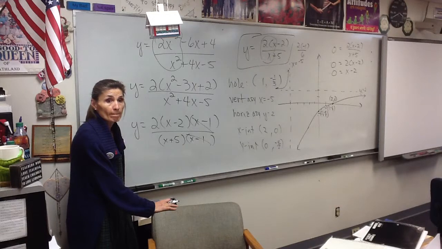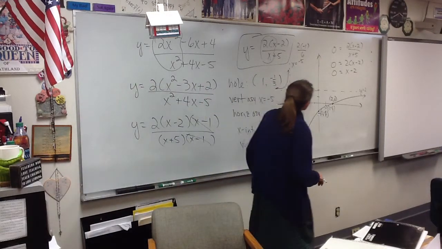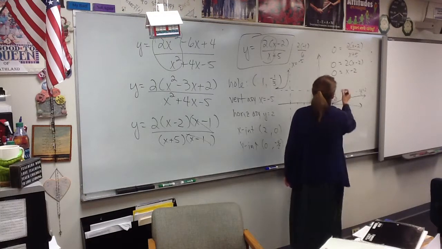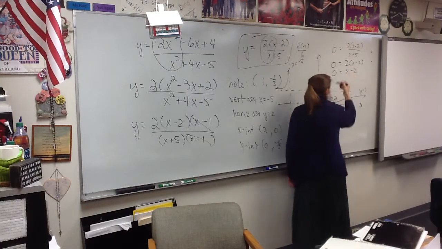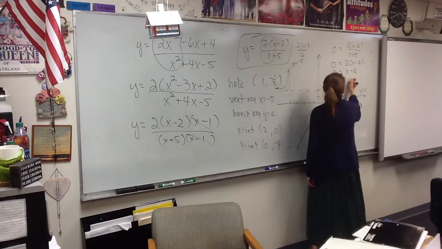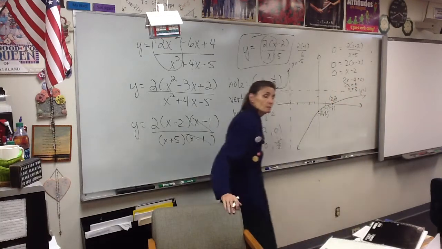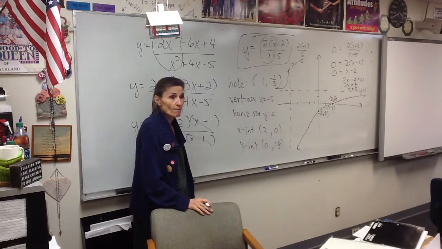Wouldn't it be 2x minus 4? What happened to the 2 in front? I divided by 2, divided both sides by 2. If you distribute it, it doesn't matter. I mean, that's fine too. You're still going to get x equals 2. So either way, it doesn't matter.